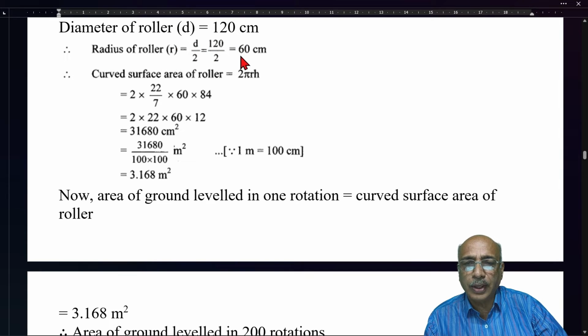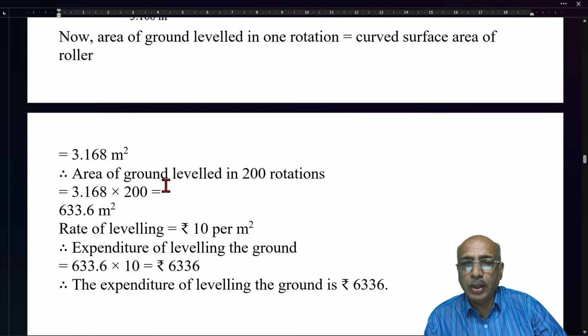Therefore, radius of a roller equals 60 centimeter. Curved surface area of roller equals 2 pi RH. Substitute the value and calculate. Here it is given 31,680 centimeter square. Convert into meters square. So what we have to do, 1 meter equals 100 centimeter. This is centimeter square, so divide by 100 into 100. You will get 3.168 meters square.